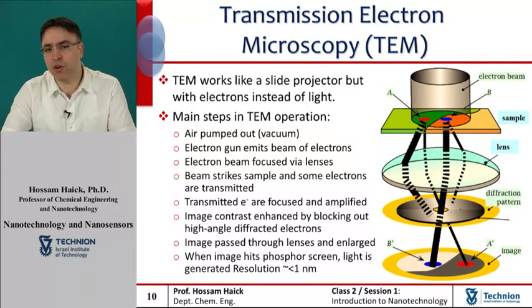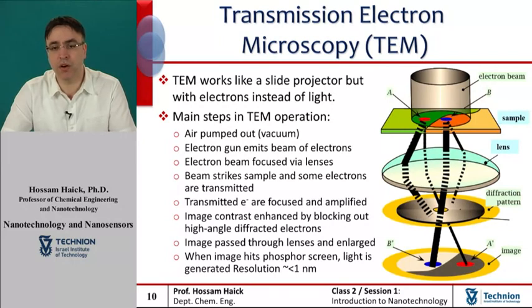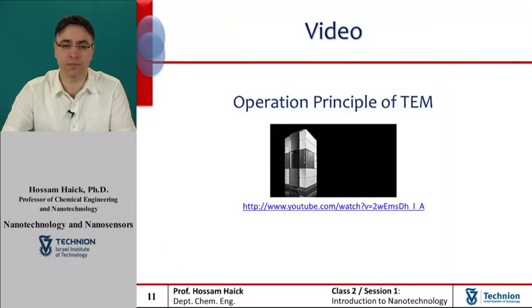Also, the field of view is relatively small, raising the possibility that the region analyzed may not be characteristic of the whole sample. There is a potential that the sample may be damaged by the electron beam, particularly in the case of biological materials.